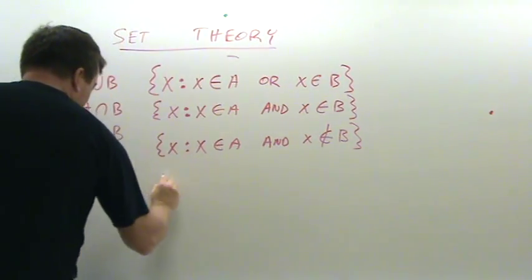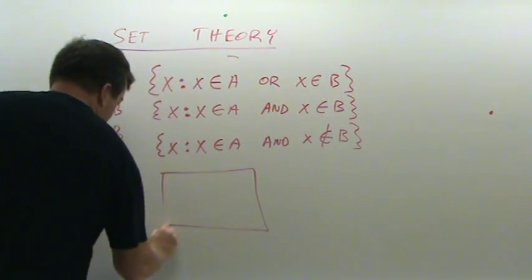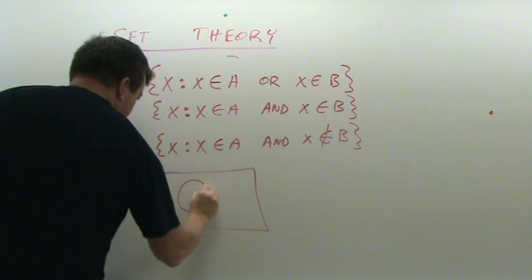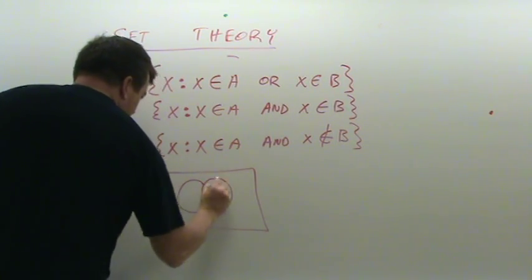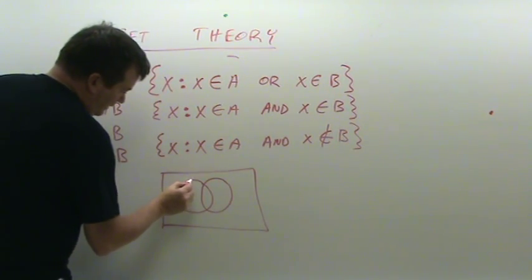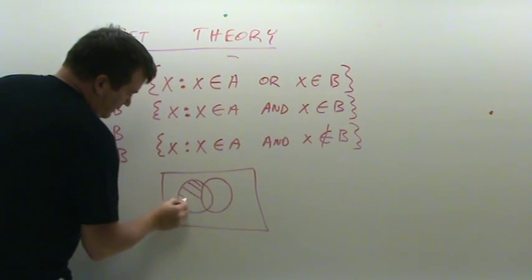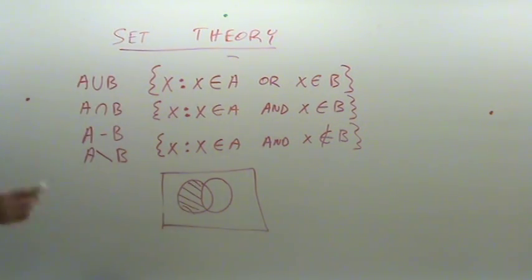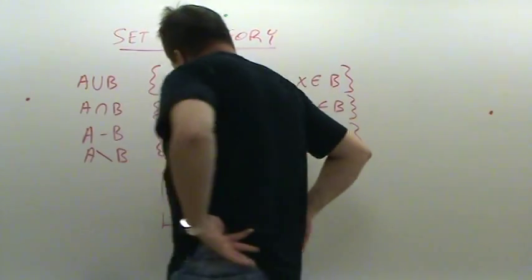And let me just draw that pictorially. Here's A, here's B, and we're interested in this stuff, the stuff that is in A but not in B. There are two different ways to write it.